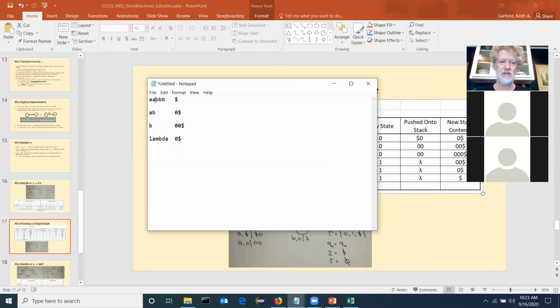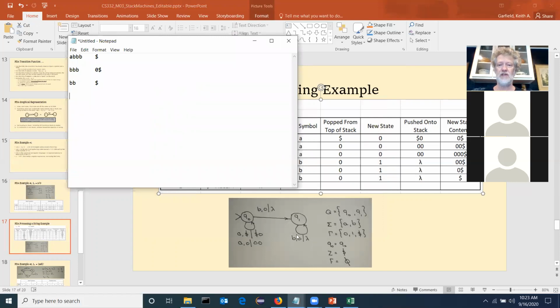If I start with just AB, after I process the first A, I'm going to have $0 on the stack like before. And then after I process the first B, I'm going to pop that 0 so I have dollar sign. And then right away I should reject, because look what I'm doing. I'm popping B dollar sign, and on my picture I don't have a transition for that. B dollar sign is not shown on the picture, it's shown as reject.